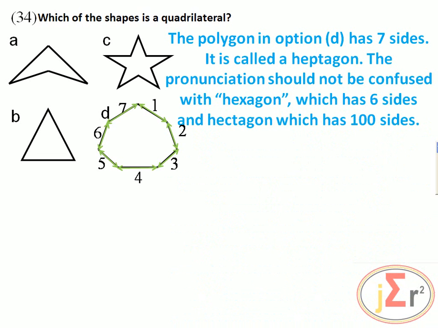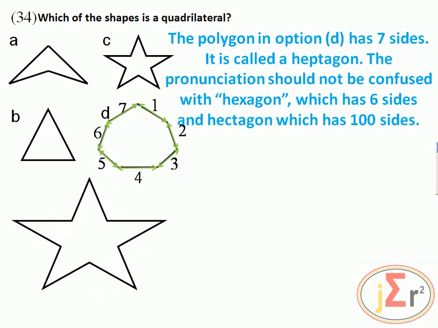The pronunciation should not be confused with hexagon, which has 6 sides, and hectagon, which has 100 sides. Right. So heptagon has 7 sides. Hexagon has 6 sides. And a hectagon has how many sides, Jerry? 100. 100 sides.